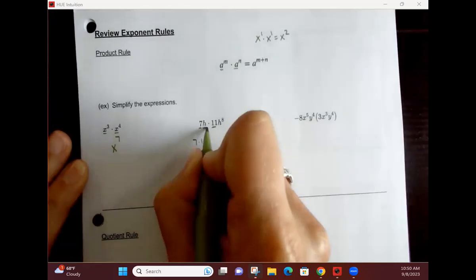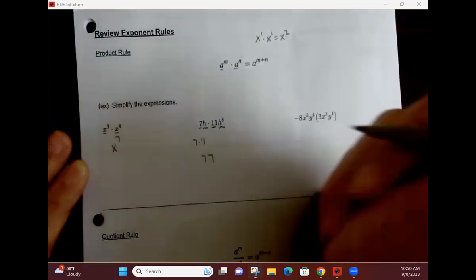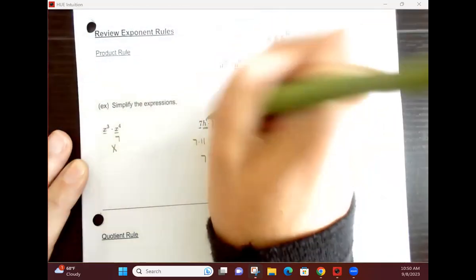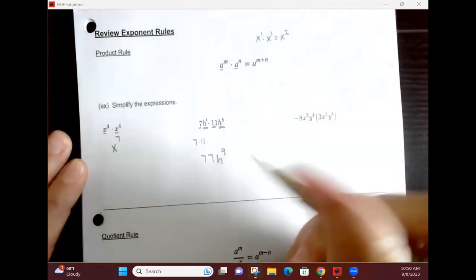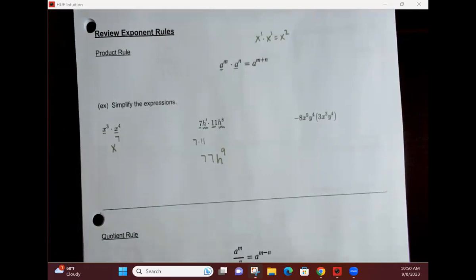And then in order to multiply my variables, h and h to the eighth, we're going to add their exponents. Since I don't see an exponent on this first h term, that means that it's 1. So I would have h to the ninth. 1 plus 8 gives me 9. And then our third example, again, just a little bit more added on here. We've got 2 variables instead of 1.